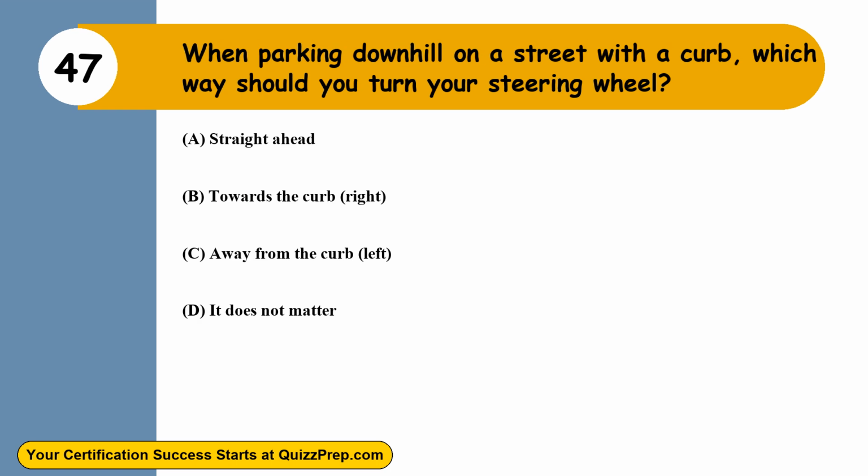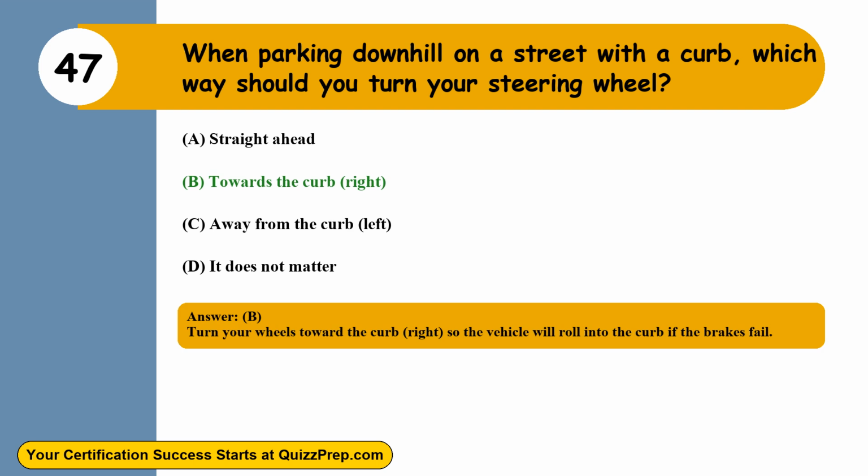Question 47. When parking downhill on a street with a curb, which way should you turn your steering wheel? Option A, straight ahead. Option B, towards the curb, right. Option C, away from the curb, left. Option D, it does not matter. The correct answer is option B, towards the curb, right. Turn your wheels toward the curb, right, so the vehicle will roll into the curb if the brakes fail.